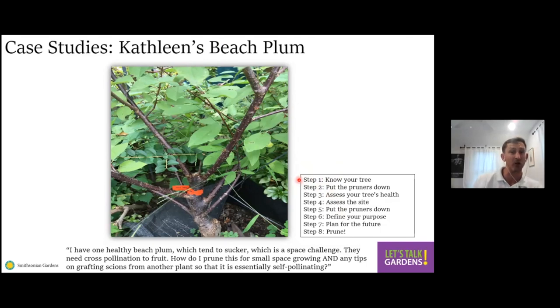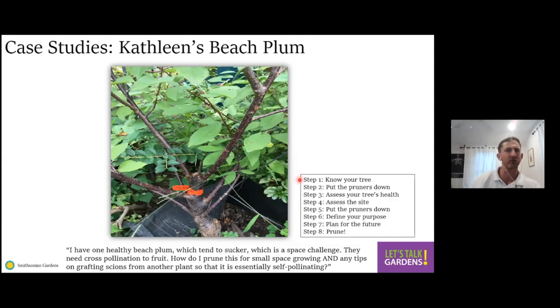It's a very small tree, so it's not going to aggressively fill up the space, though it sounds like there are some concerns about size. And one thing that's really important, especially to think about on fruit trees, is, again, what year wood are they fruiting on?